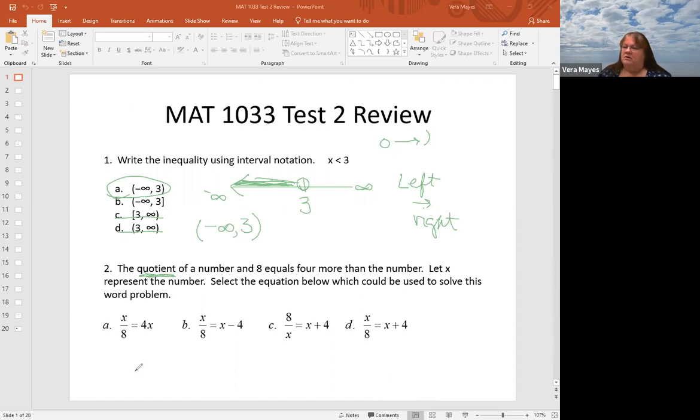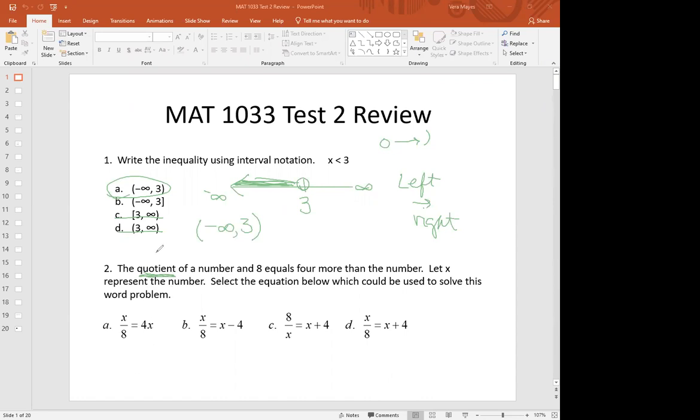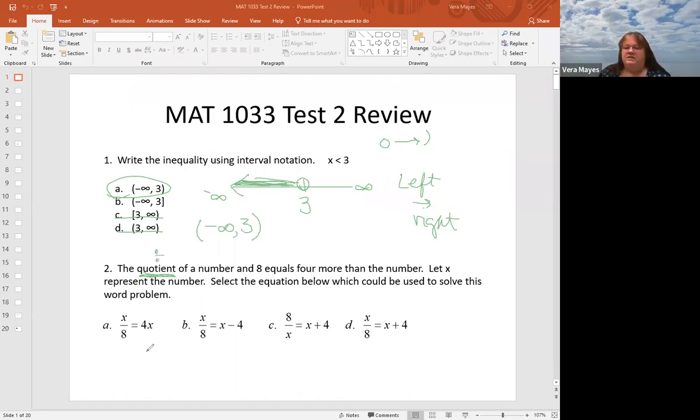Any idea? Divide. Very good. So there's division going to be in this. A number. Okay, well, let's call it X. So the quotient of a number and 8. So that means I'm looking at a fraction of a number divided by 8. So let's look at these and see which ones have a number divided by 8.